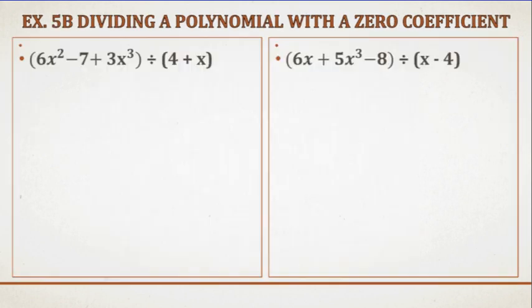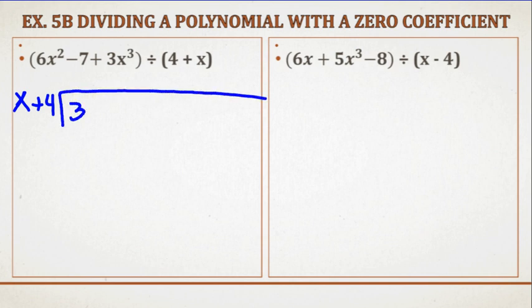And the fifth problem, dividing a polynomial with a 0 coefficient. So sometimes you might not see an x value. So here you have a 3x cubed, a 6x squared, but I don't have an x here. So I need to put the 0x in my problem when I solve. So let's set this problem up. I always want my x term first in my divisors. So I have x plus 4, and I'm going to divide this by, my biggest term is 3x cubed plus 6x squared plus 0x minus 7.